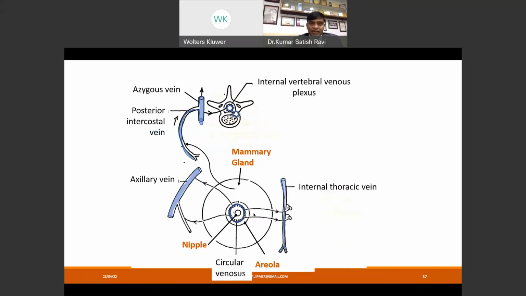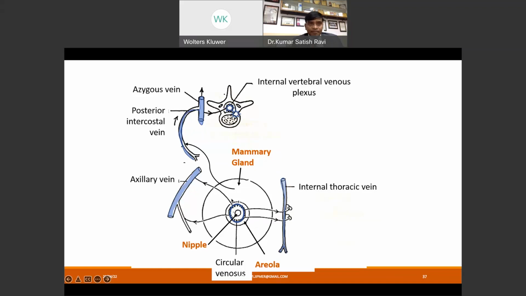Now the superficial veins will drain into the internal thoracic vein, which you can appreciate over here in this diagram, right? Over here you can see these are the superficial veins which will drain into the internal thoracic vein. The deep veins will drain into the axillary and the posterior intercostal veins. So I said that it will form the superficial set and the deep set. The superficial set, I said, will drain into the internal thoracic vein.